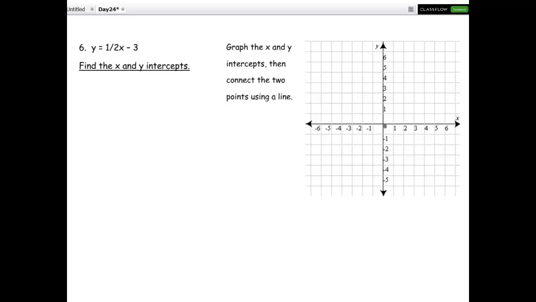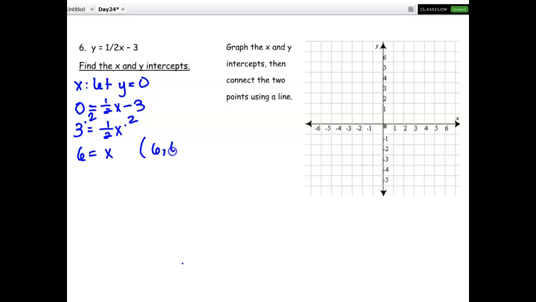So for number 6, we've got our x-intercept. We let our y be 0. So we're left with 0 is equal to 1/2 x minus 3. Bring the 3 to the other side. 3 is equal to 1/2 x. Multiply both sides by 2, and we end up with 6 is equal to x. So our x-intercept, we'll do it like this, 2 and 2 so you can see it. So our x would be at (6, 0).